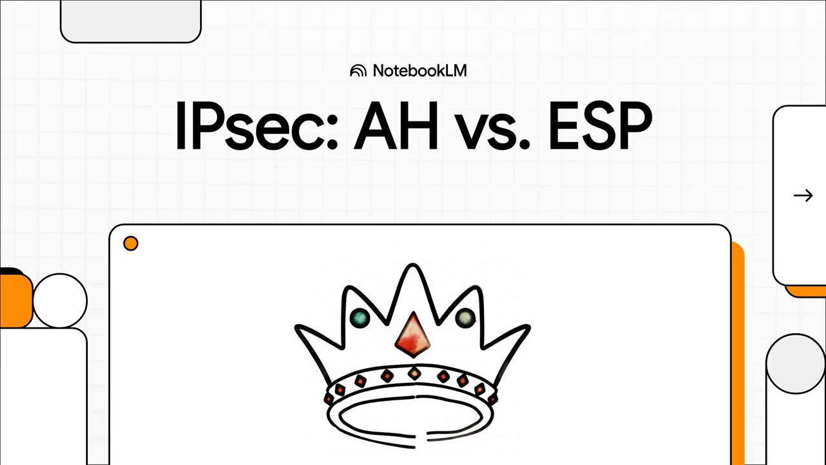All right, let's jump right in. Today, we are tackling a classic networking debate. It's one that has stumped even seasoned pros for years. We're talking about the civil war happening inside the IPsec security suite between two protocols, AH and ESP.